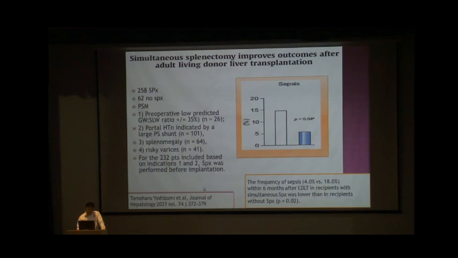this cohort published in 2021. This study had 258 patients who had small-for-size syndrome with portal hyperperfusion. They looked into preoperatively low predicted graft volume to standard liver volume ratio of less than 35%, or patients with severe portal hypertension as identified by a large portosystemic shunt and splenomegaly, and high-risk patients.